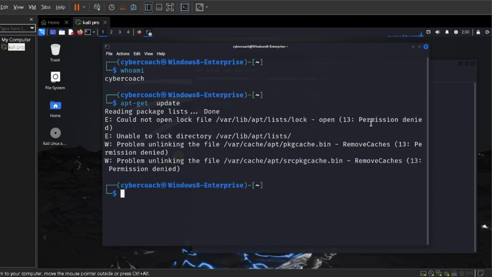Ding, ding, permission denied. Why? Because I don't have a higher privilege. I'm just a normal user. This is very important, guys, to understand. So I say, okay, I understand. I need to get a higher privilege. Sudo, please give me sudo privilege, and then let me type the same command.